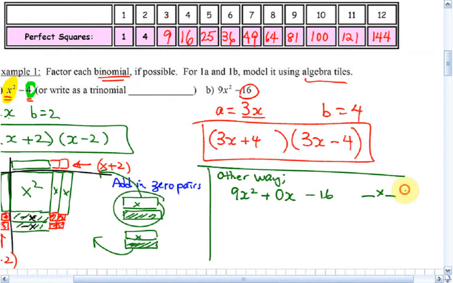Find 2 numbers that multiply to, what, 9 times 16 is? Help. Someone on the calculator, can you do this for me? What's 9 times 16?